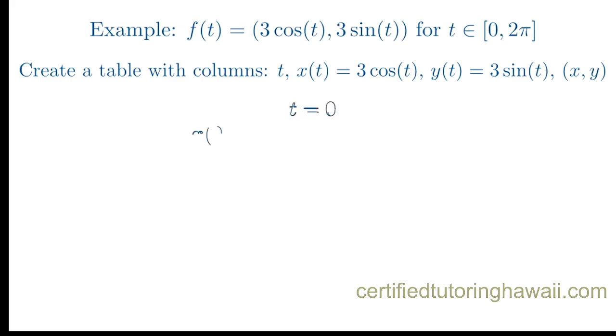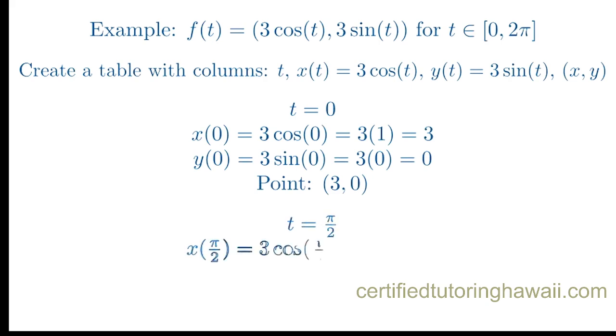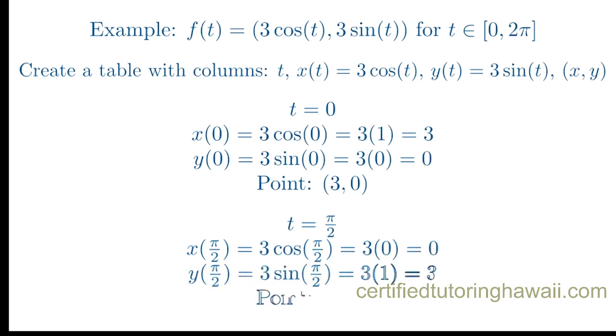First, for t equals 0, we have x equals 3 times cosine of 0, which is 3 times 1, or 3. And y equals 3 times sine of 0, which is 3 times 0, or 0. This gives us the point 3, 0. Next, for t equals pi over 2, x equals 3 times cosine of pi over 2, which is 0, and y equals 3 times sine of pi over 2, which is 3 times 1, or 3. The point is 0, 3.